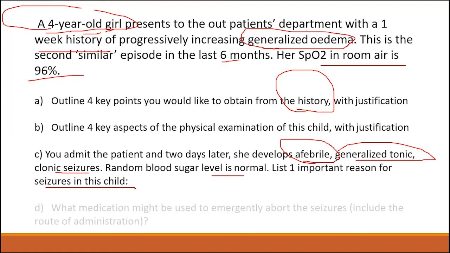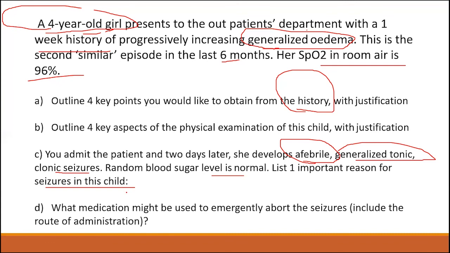All right. And of course, you know how to treat hypertension. So what medication might be used to immediately abort the seizure? Include the route of administration. Over here, you can use either IV or rectal diazepam. So that will be your management for the seizure.